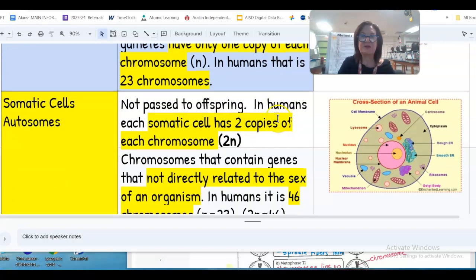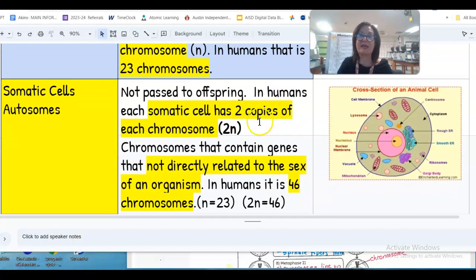All right, the next one we have is called somatic cells. Somatic cells are not passed down to offspring. So in humans, each somatic cell has 2 copies of each chromosome. So that makes it 2N. So remember, N was 23, and 2N would be 46, the full number of chromosomes.